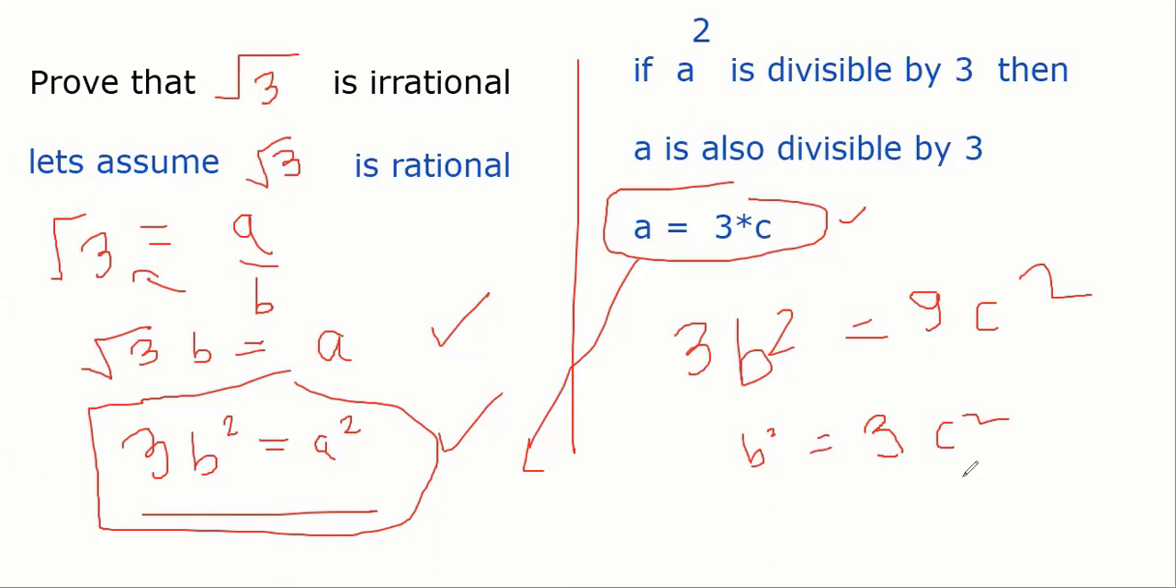अब theorem says if b square is divisible by 3, then b is also divisible by 3. It means from this case it shows b is also divisible by 3. Sir, what is 3? I mean, c, sorry. c is somewhere else, some integer.